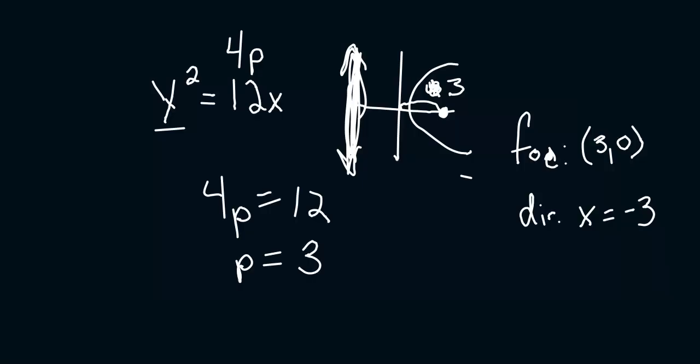So quick reminder, if this was x squared, not y squared, you'd still divide, and it'd be like 0, 3, and y equals negative 3. Okay?